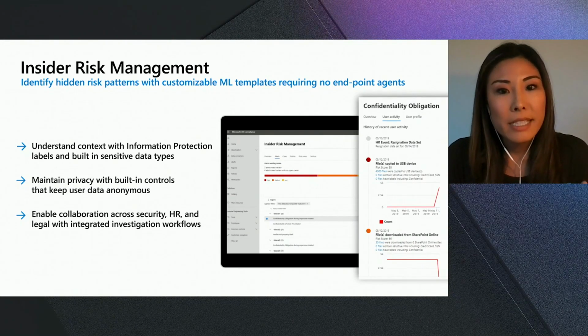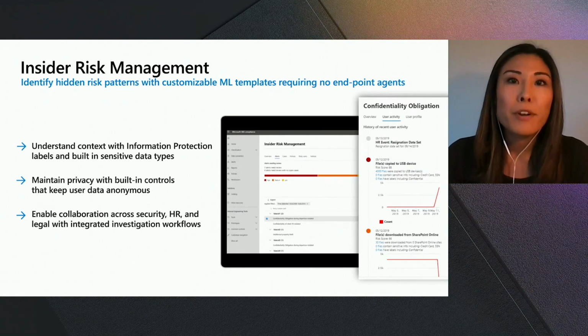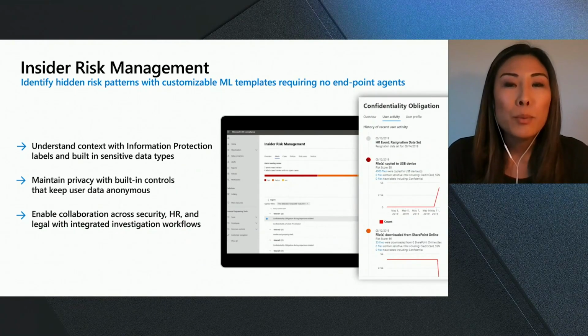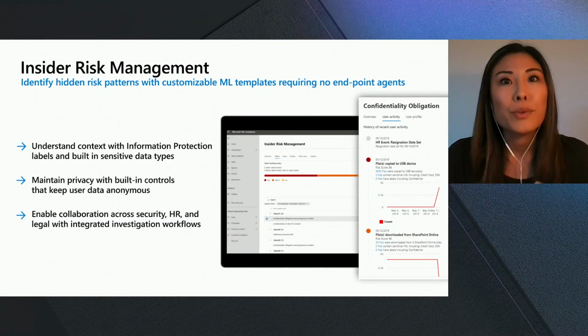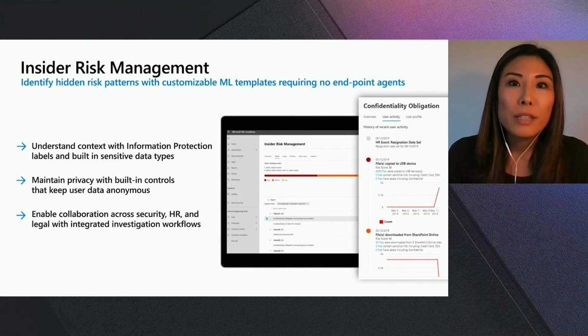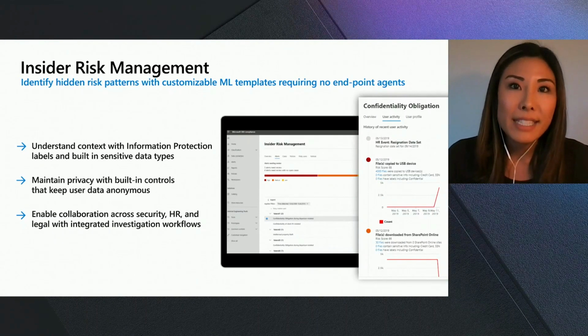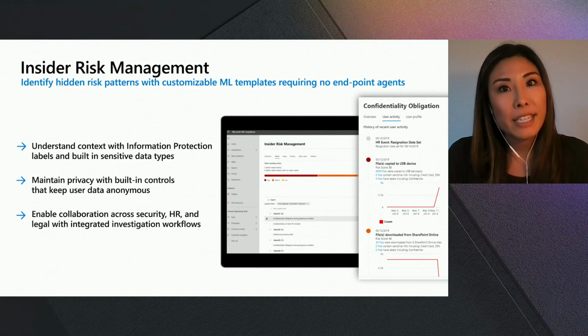And then we know that privacy is super important in this area because you are looking at activity coming from your insiders. So there are built-in controls in the solution to help you meet those privacy requirements by anonymizing the user names. It also helps drive objectivity when you're reviewing the activity. And then finally, taking a holistic approach to responding and investigating the activity is important, so there are integrated investigation workflows within the solution to help you achieve this.